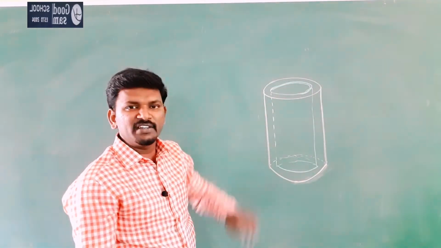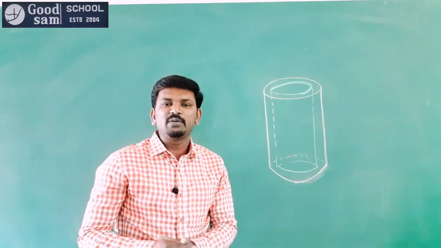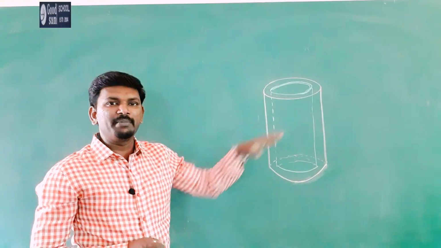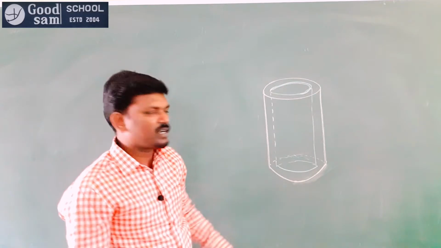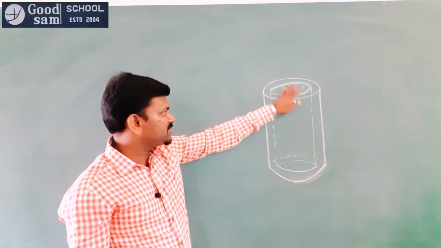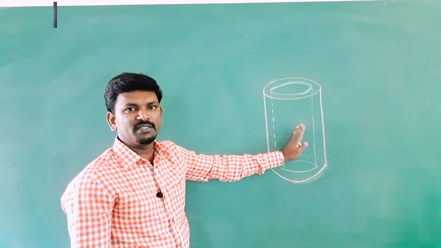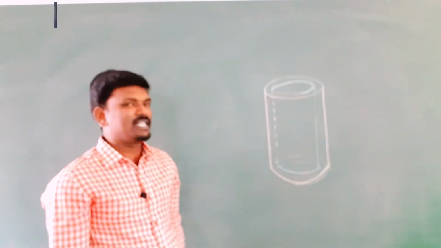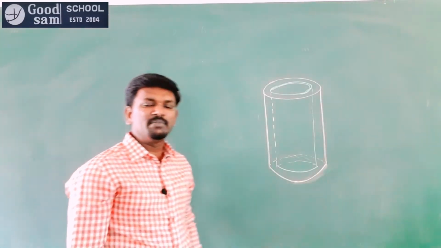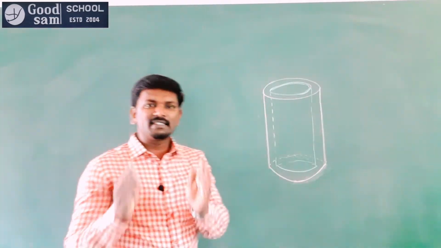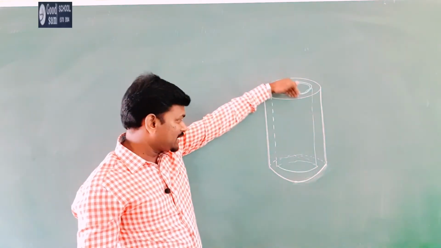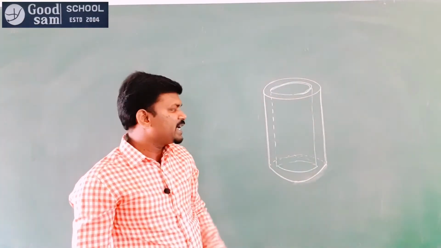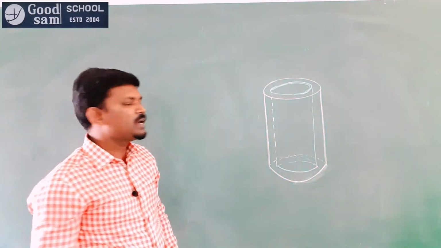The hollow cylinder is nothing but in the shape of a circular pipe, a cylindrical pipe. Inside we can pour water, or there is an empty space inside the hollow cylinder. A right circular cylinder is a solid, but a hollow cylinder is a solid shape with an empty space inside.